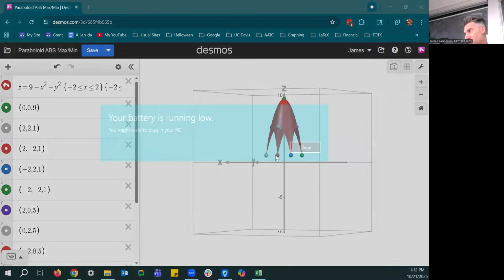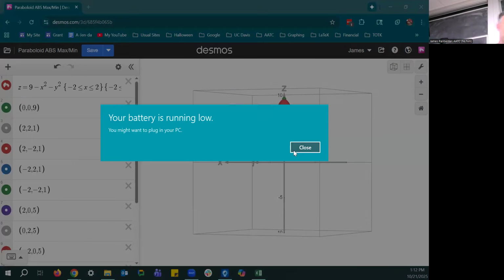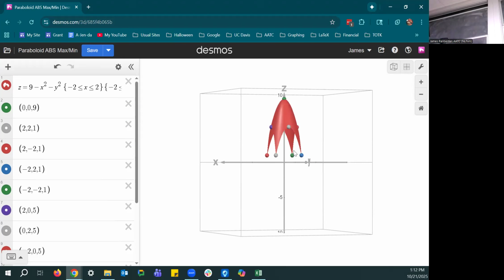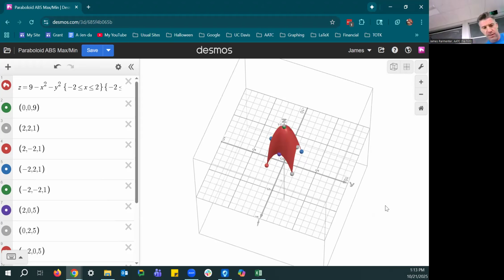The absolute, whoops, oh shoot, I forgot. What? That's concerning. It's plugged in. Oh, I think this plug didn't work before. Let me plug this in real quick. Sorry, so my computer doesn't die. Okay, great.